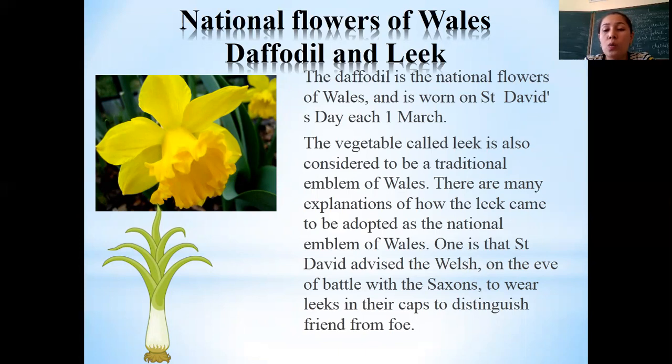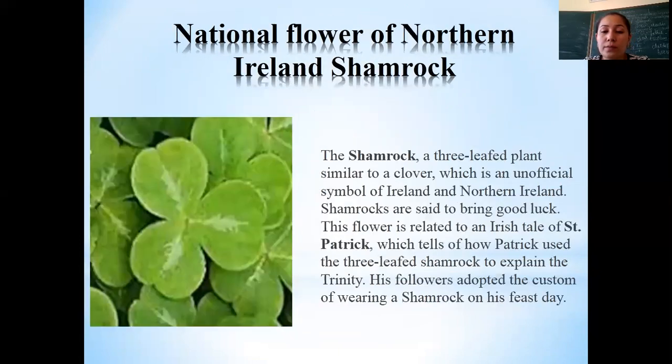The vegetable called leek is also considered to be a traditional emblem of Wales. There are many explanations of how the leek came to be adopted as a national emblem of Wales. One is that Saint David advised the Welsh on the eve of battle with the Saxons to wear leeks on their caps to distinguish friend from foe. And here we can see the picture of it.